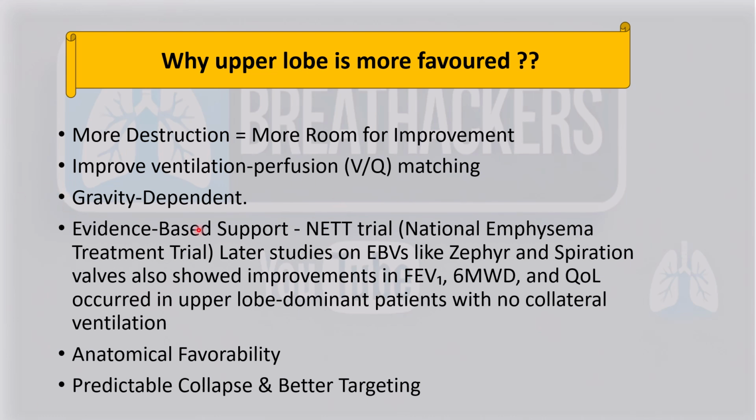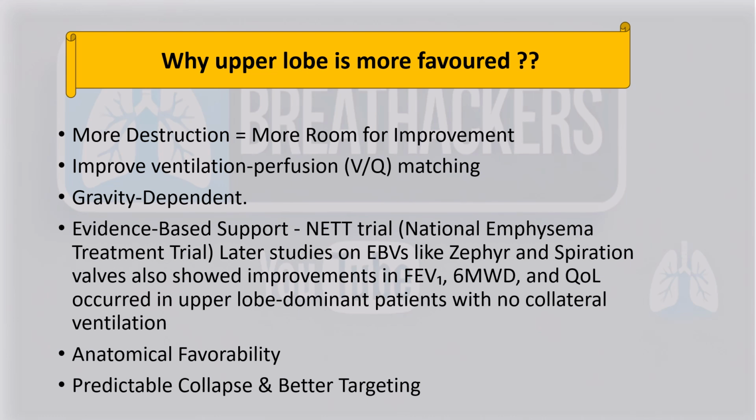Then gravity dependent physiology. Basically, in a standing or a sitting person, the lower lobes are better perfused due to gravity. So removing upper lobe hyperinflation will allow a better mechanical expansion and gas exchange in the functionally stronger lower lobes. Basically, it improves exercise capacity as well as dyspnea score. Then whatever evidence we have in the literature or via the trials, whether it is the NETT trial or the studies on Zephyr valves or Spiration valves, they have included mostly the patients who have upper lobe disease.